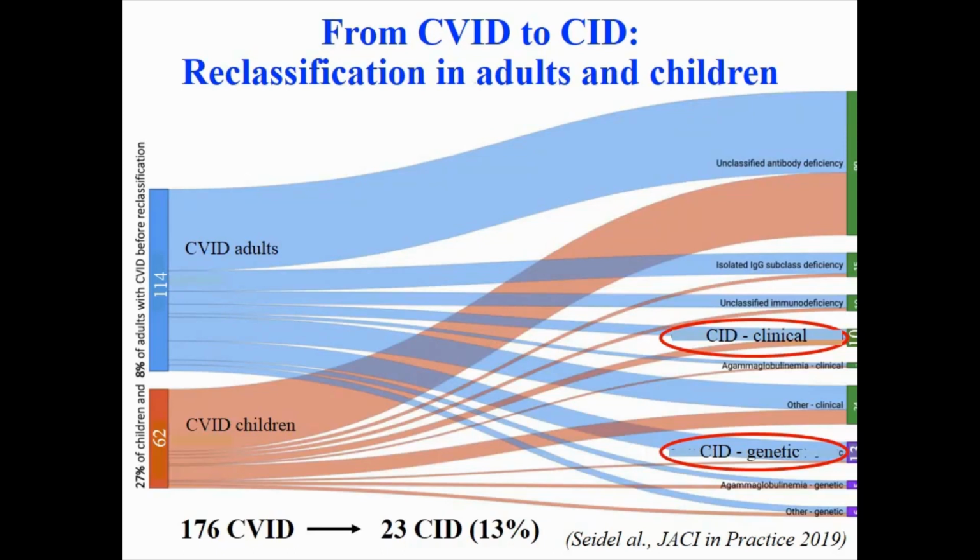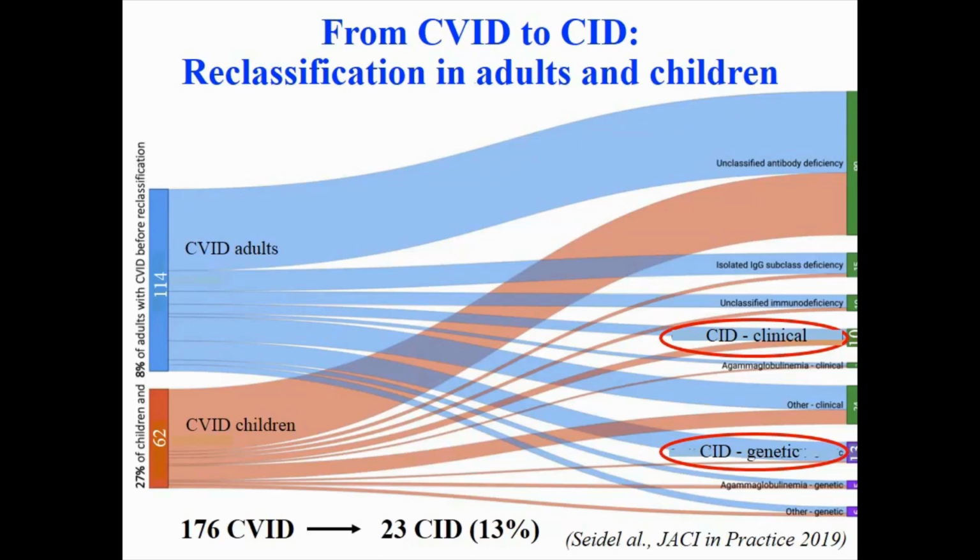So look at here, these are the CID. There was a fraction of the adults that were initially diagnosed as CVID, and then when genetics became available, they were found to carry a mutation in a CID gene. There were some children also who were initially given a diagnosis of CVID, and now they've been re-diagnosed as having CID. 10 out of a total of 23 out of a total of 176. So that means 13% in this study, 13% of the CVID patients eventually were re-diagnosed as having CID, either with a clinical diagnosis or with a genetic diagnosis.